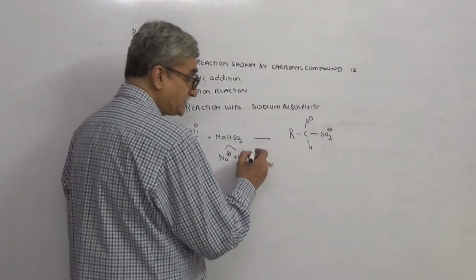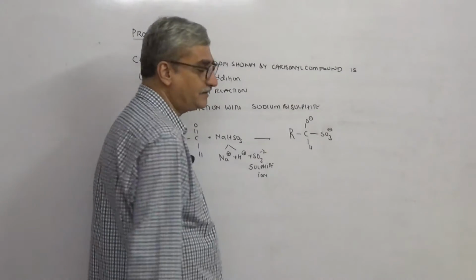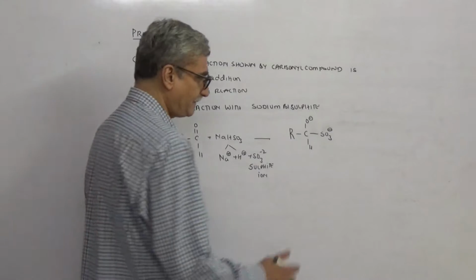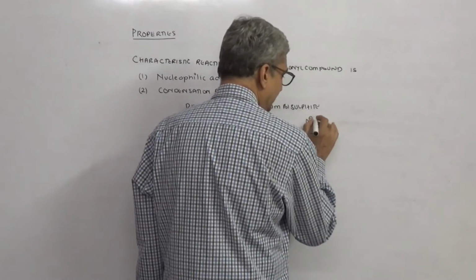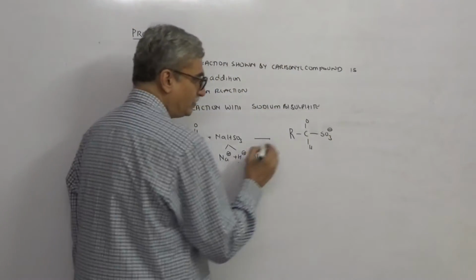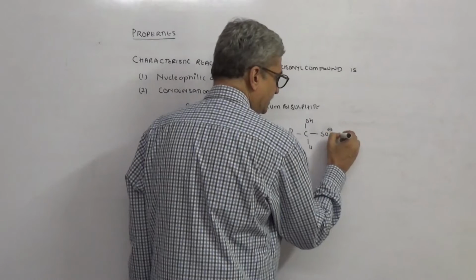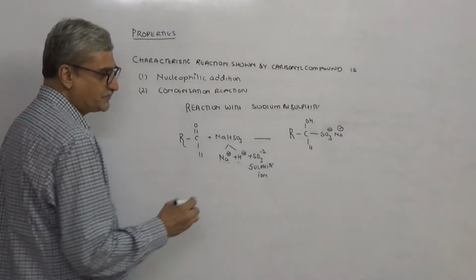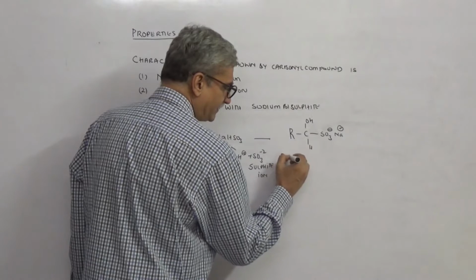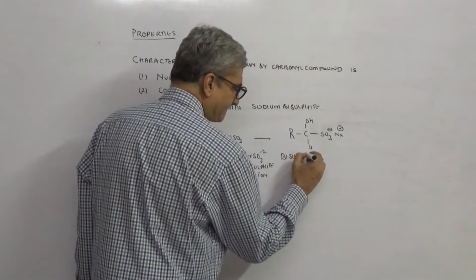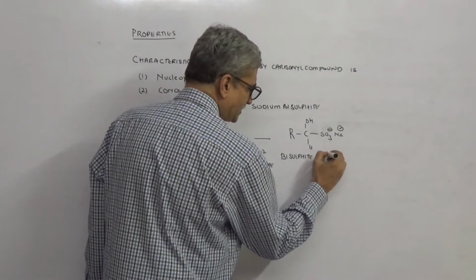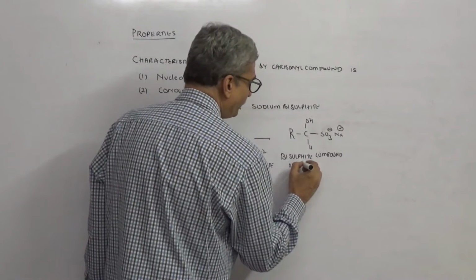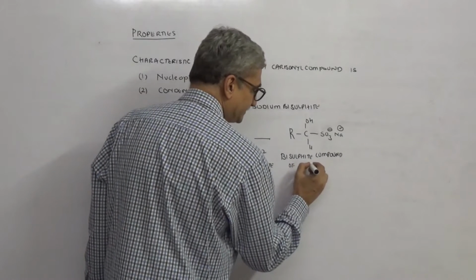Because in sulfite ion, what happened? Sulfur lost its lone pair of electron. So either H will come, then there are two, H and Na both. So this is H and this is Na minus. So what is it forming? It's forming a bisulfite compound of aldehyde.